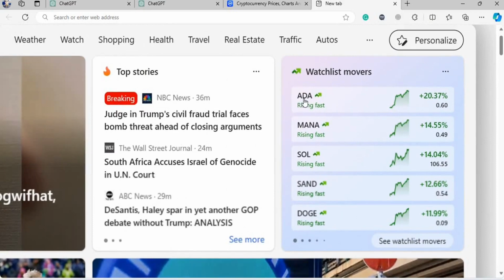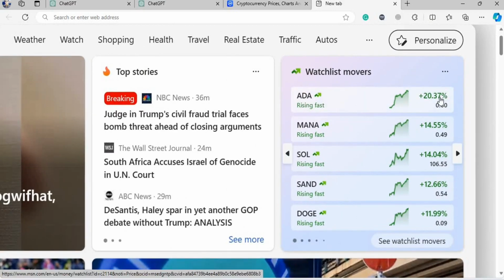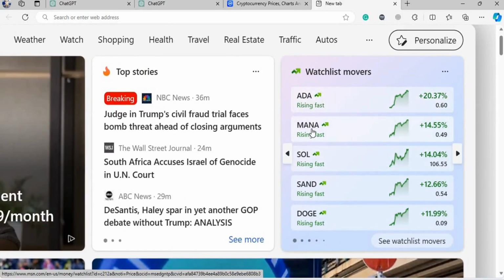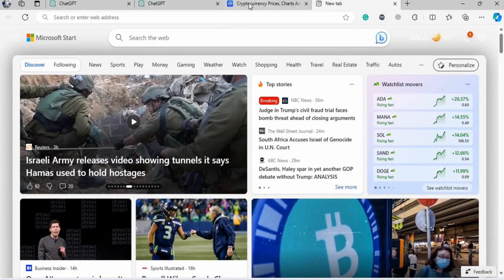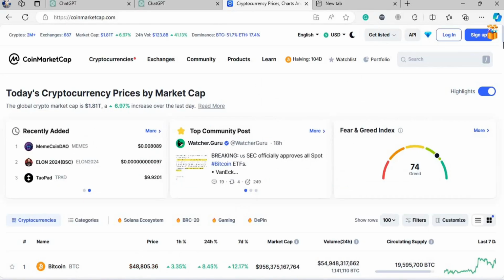This is a crypto coin called ADA. It is called Cardano. It has gone up 20% just in a day. This is Mana. This is Solana. This is Sand, Dogecoin. Probably you've heard of that meme dog. This has gone up 11-12% just in a day, just because of this news. And this news was for Bitcoin, actually.